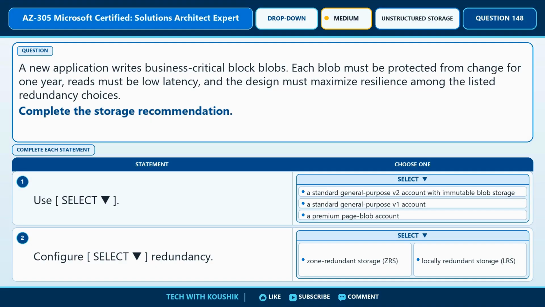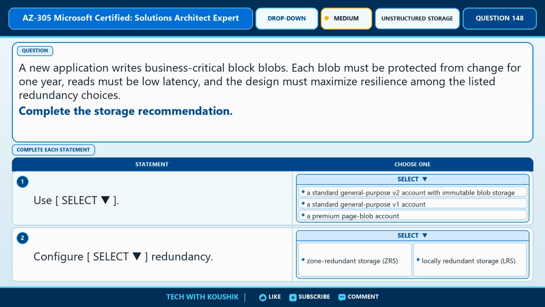Question number 148. Scenario. A new application writes business-critical block blobs. Each blob must be protected from change for 1 year, reads must be low latency, and the design must maximize resilience among the listed redundancy choices. Complete the storage recommendation. Review Statement 1.